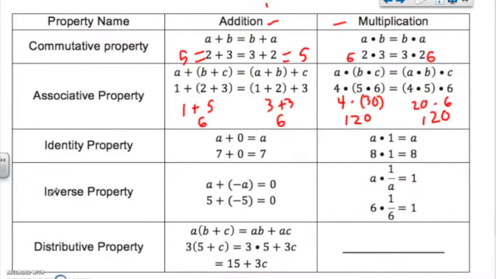Inverse property is a property we're going to use a lot this year. We're going to specifically focus on inverse when we come to solving equations in the next unit. What an inverse does is it undoes something. It gets rid of something.